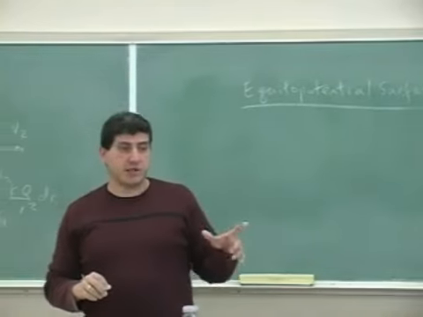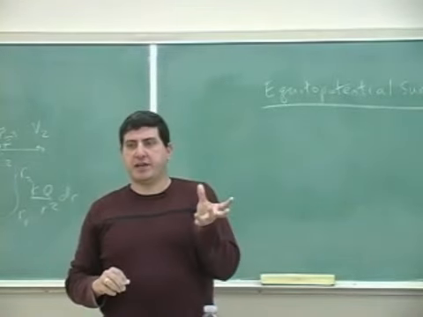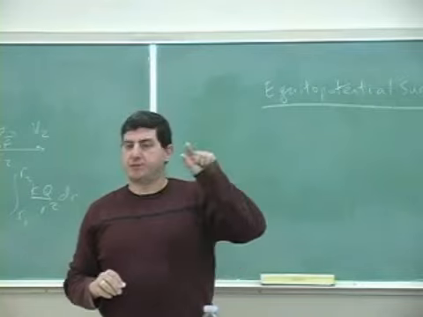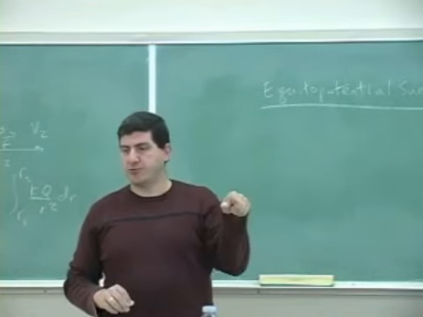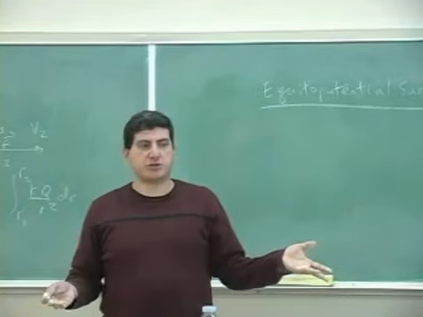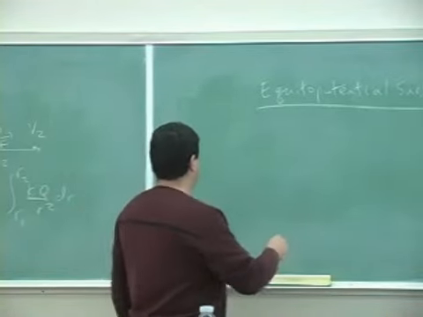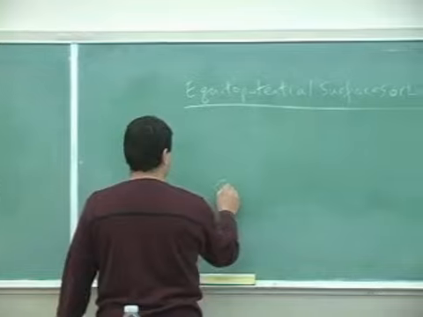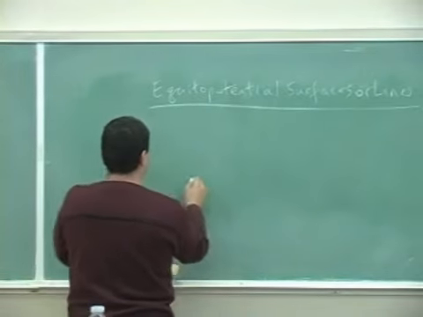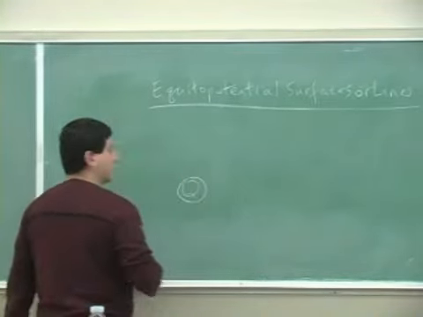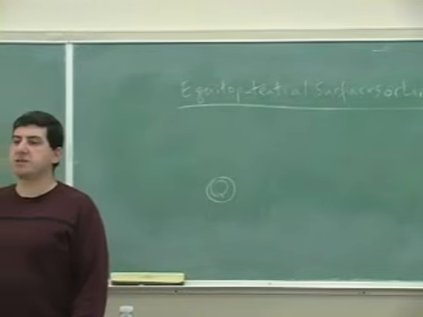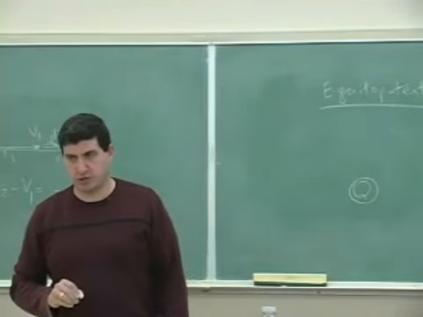An equipotential surface or line is basically a region in space where, if a particle goes from one point to the other point, the potential is the same. So it doesn't gain any kinetic energy. So for a point charge, what does its equipotential surface look like?